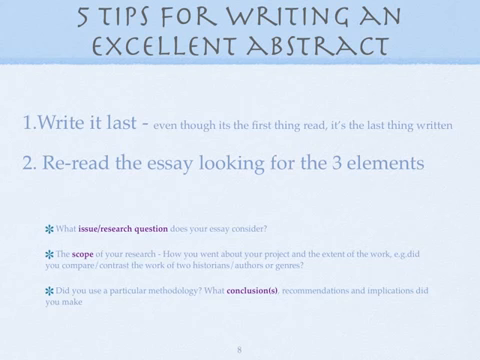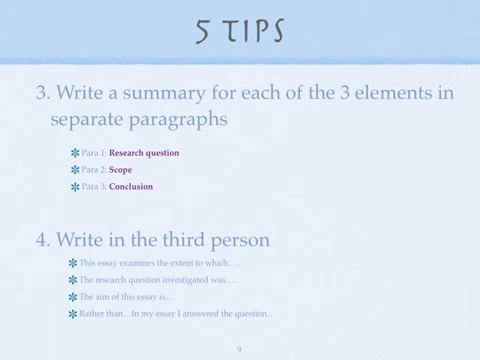For example, did you compare and contrast the work of 2 historians or authors or genres? Did you use a particular methodology? What conclusions, recommendations, and implications did you make? 3. Write a summary for each of the 3 elements in separate paragraphs. Paragraph 1, research question. Paragraph 2, scope. And paragraph 3, conclusion.